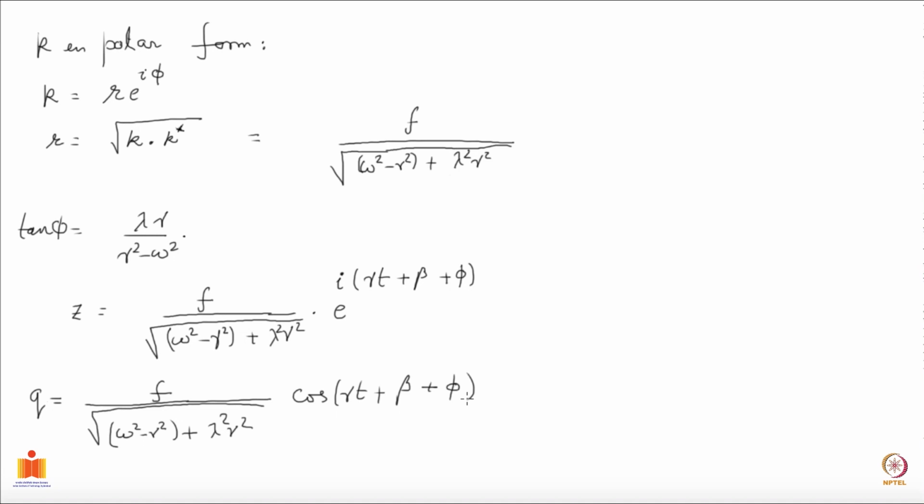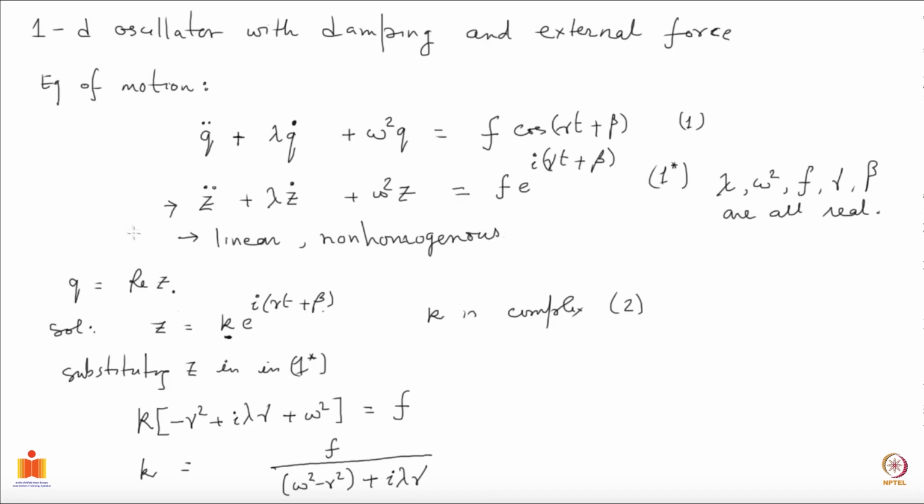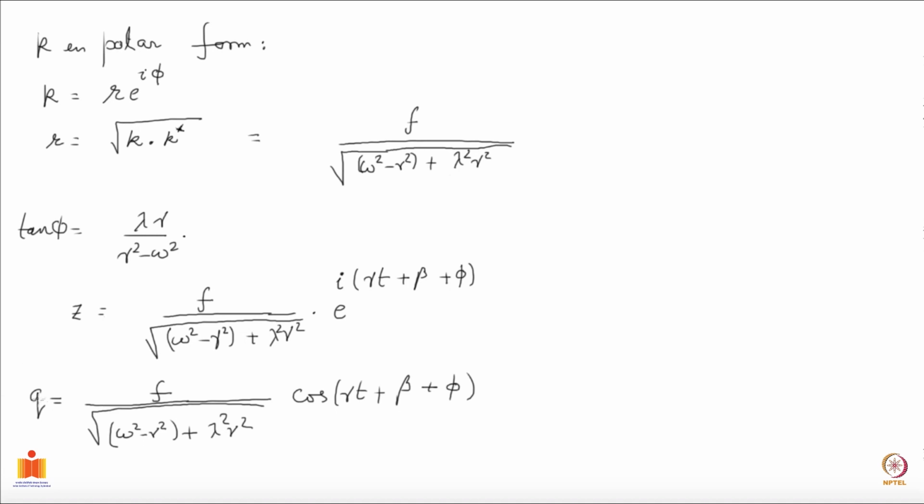Now this is not the full solution. This is just a particular solution of this equation, right? Now if I add to this the solution corresponding to the homogeneous equation, if I put the right hand side to be 0, that will also be a solution. So this is not the final solution. This part is just a particular solution, and I should add to this a cos of what?